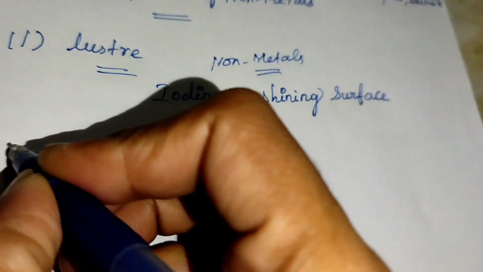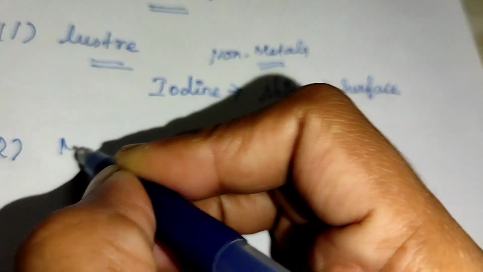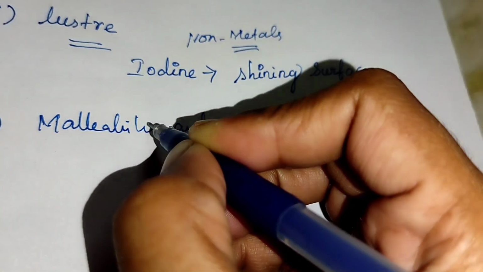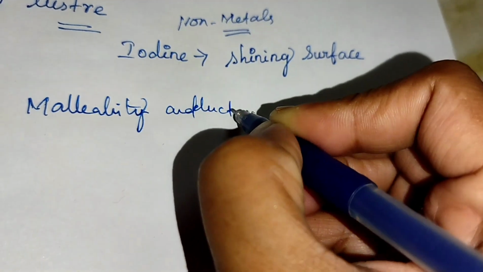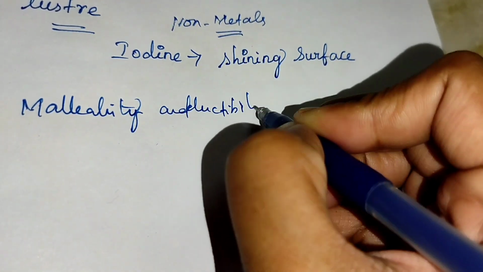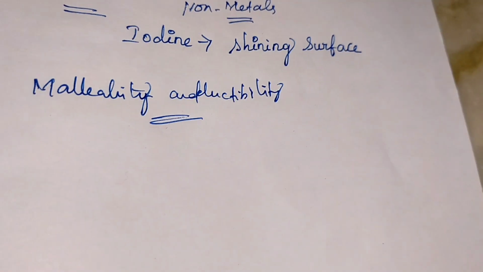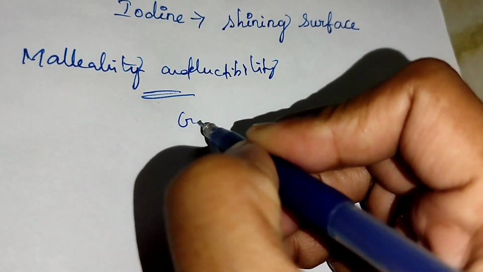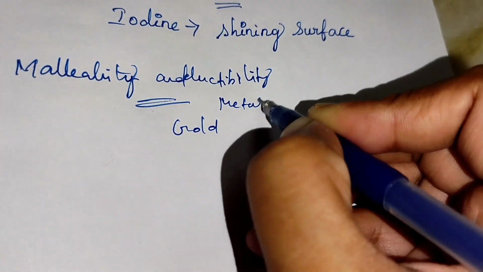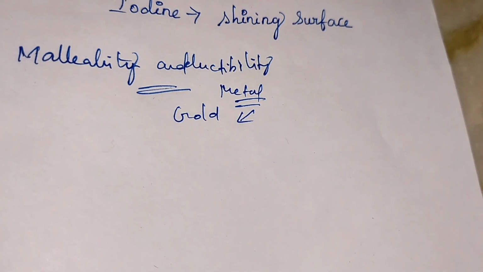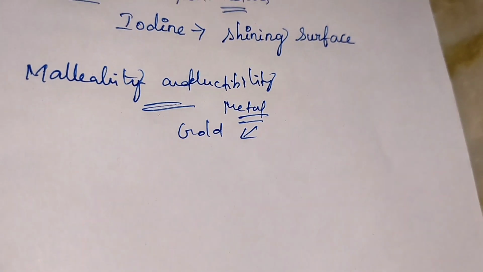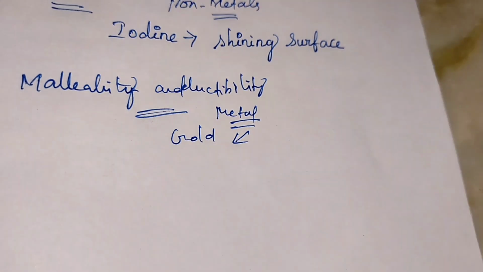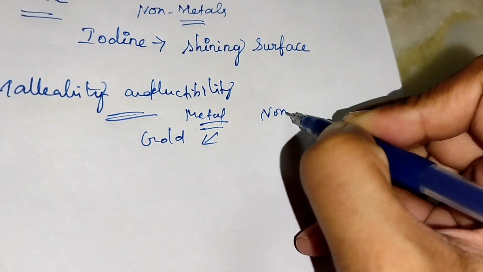And the second property is malleability and ductility. Metals are very malleable and ductile. For example, gold: we can beat it into thin sheets and we can make a wire. Such a metal is known as a malleable and ductile metal. Now, we are going to check this property for non-metals.